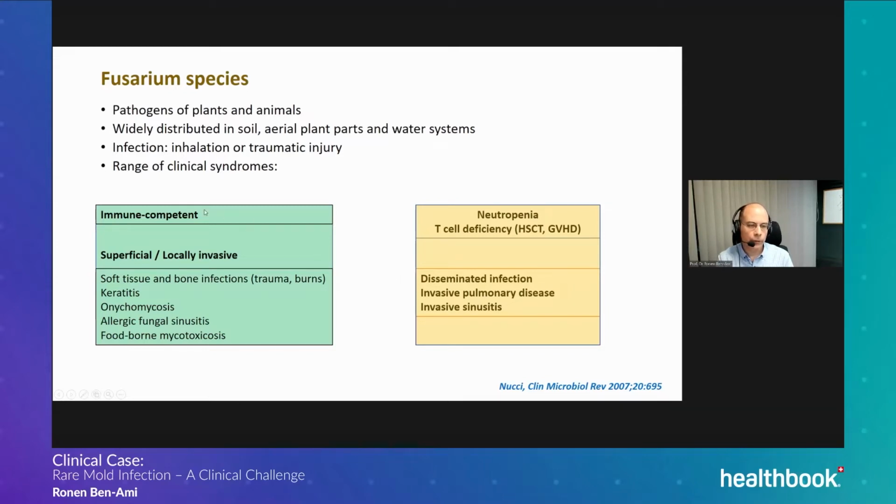In immune competent persons, we find superficial or locally invasive infections. These can be soft tissue or bone infections, keratitis, often associated with contact lens use, onychomycosis, and allergic fungal sinusitis, as well as foodborne mycotoxicosis. In patients who are neutropenic or have severe T-cell deficiencies, we tend to see either disseminated infection, as in this patient, or invasive pulmonary disease and invasive sinusitis.